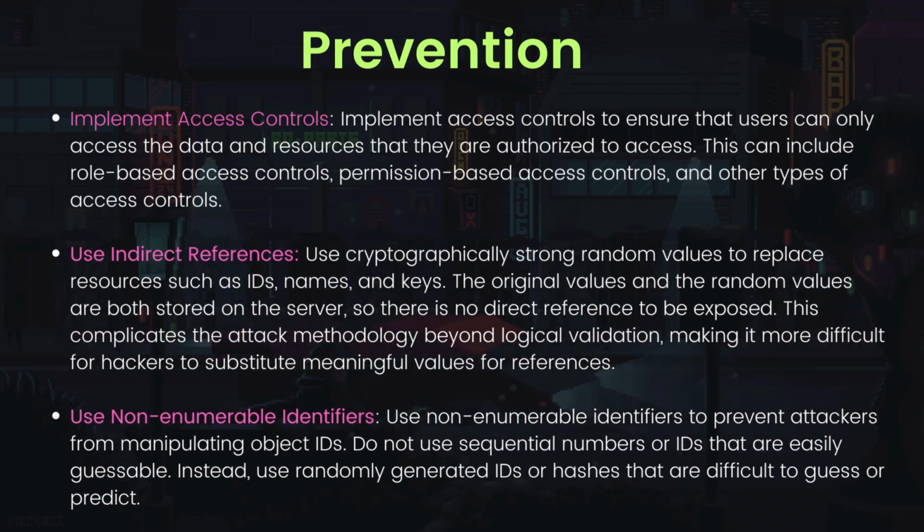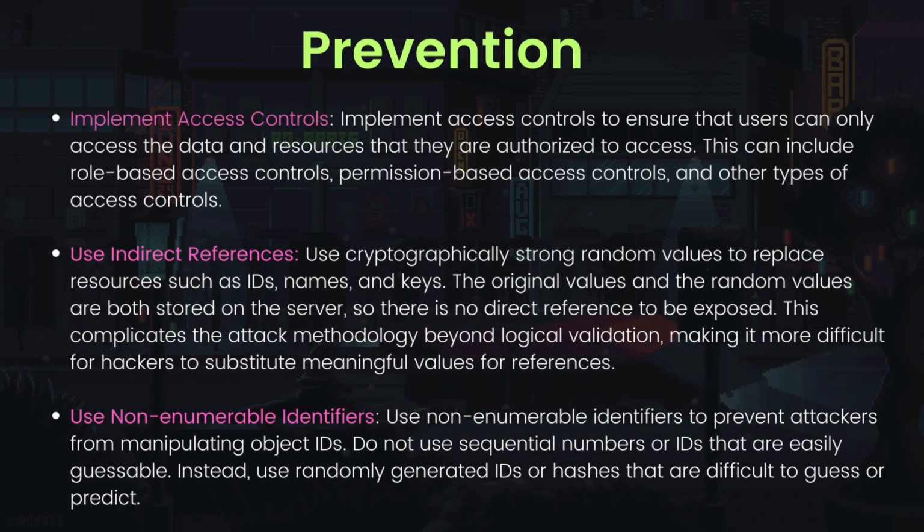Next thing you can do is use indirect references. What I mean by that? Use cryptographically strong random values to replace resources such as IDs, names, and keys. The original value and the random values are both stored on the server, so there is no direct reference to be exposed. And this makes it more difficult for hackers to substitute meaningful values for references.